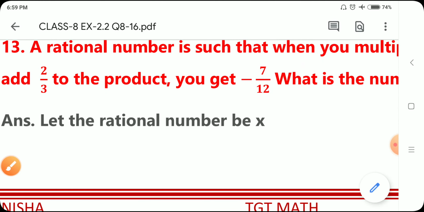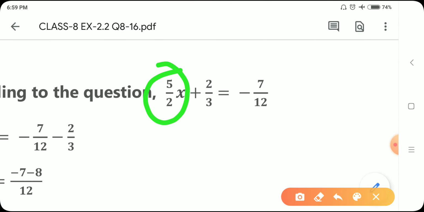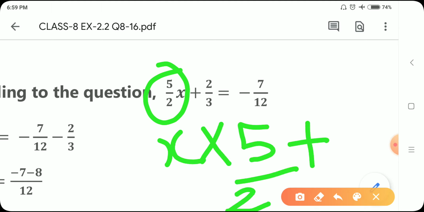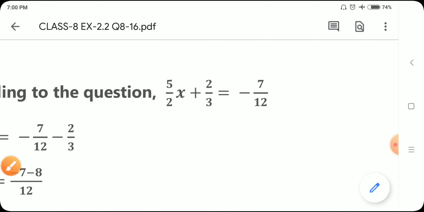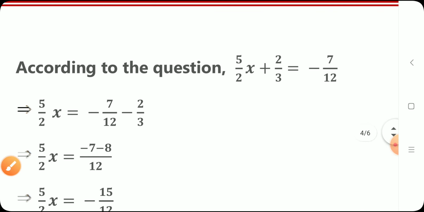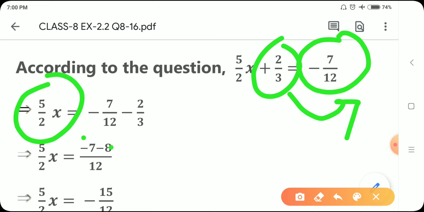Now according to the given condition, when you multiply x by 5 by 2 and add 2 by 3, then you will get minus 7 by 12. So 5 into x will give you 5 by 2x plus 2 by 3 is equal to minus 7 upon 12. So taking this 2 by 3 on the other side, you will get 5 by 2x is equal to minus 7 by 12 is already there.